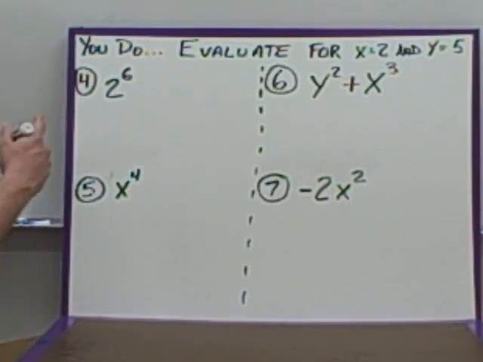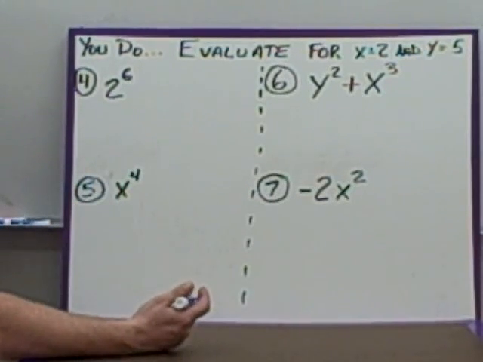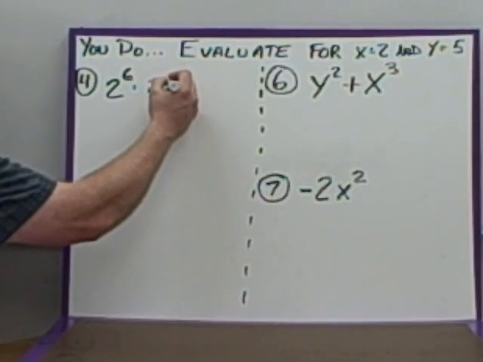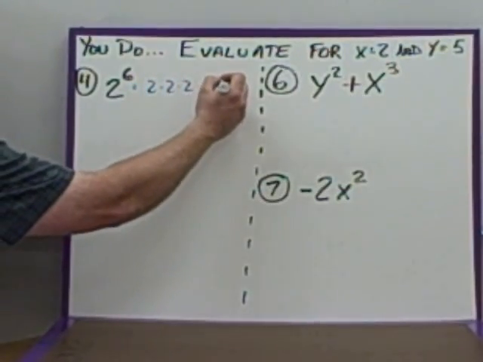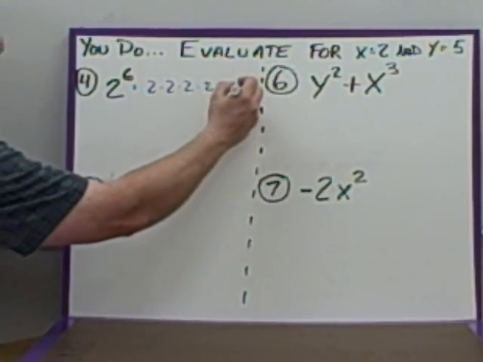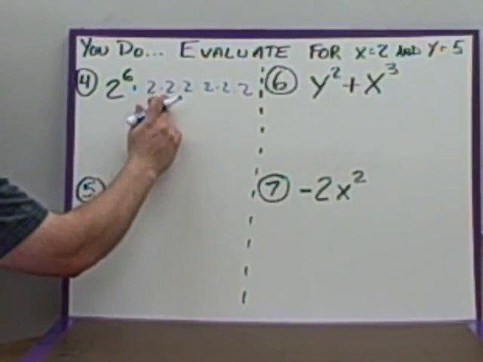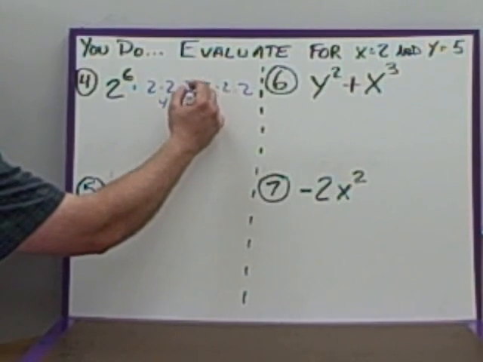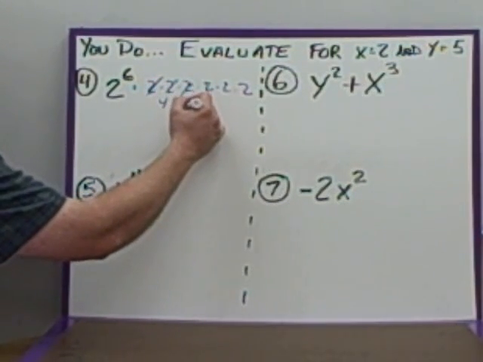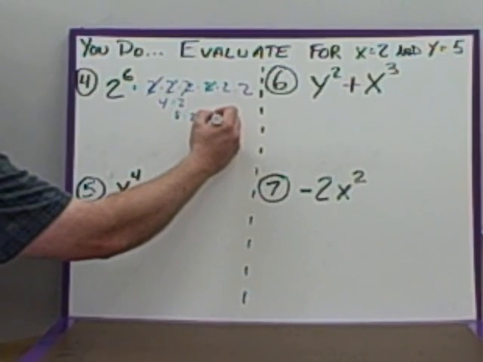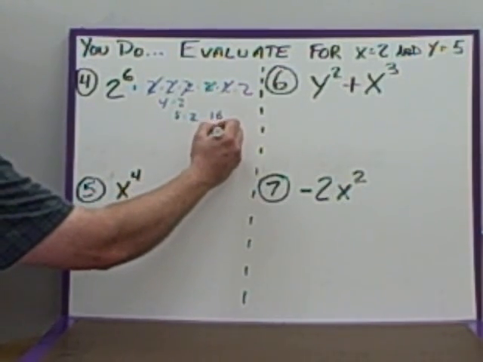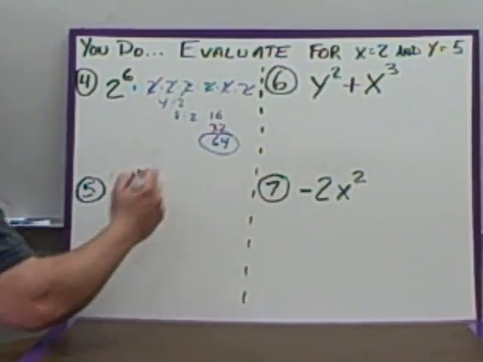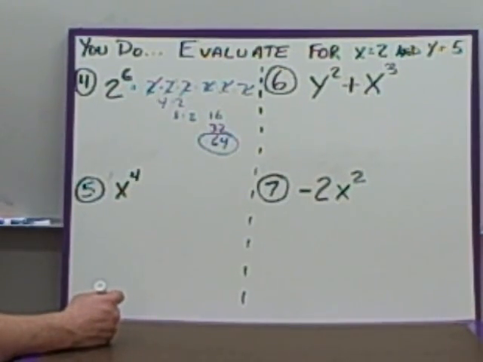Welcome back. Now this one, there was nothing to plug in. You just had to evaluate. So 2 to the 6th would be 2 times 2 times 2 times 2 times 2 times 2. 2 times 2 is 4. Times 2 is 8. That makes this 16. Times 2 gives me 32. Times 2 again, I get 64. So my final answer on that is 64.